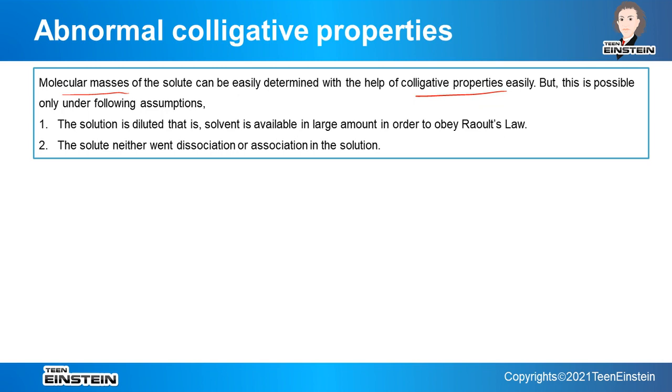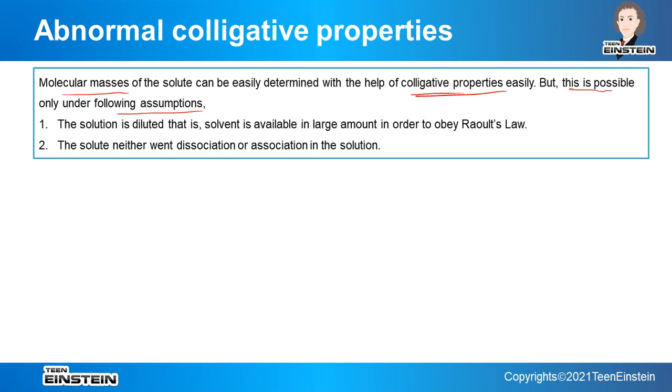Similarly, we can know molality from elevation of boiling point and depression of freezing point, because delta Tf and delta Tb are equal to Kf and Kb multiplied by molality. So if we know the molality and the given weight of the solute, we can easily find out the molar mass. So molecular masses of the solute can be easily found with the help of colligative properties. But this is possible only under some assumptions. If these assumptions are maintained, then only we can do it.